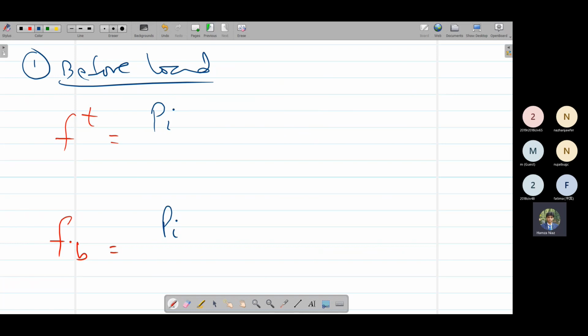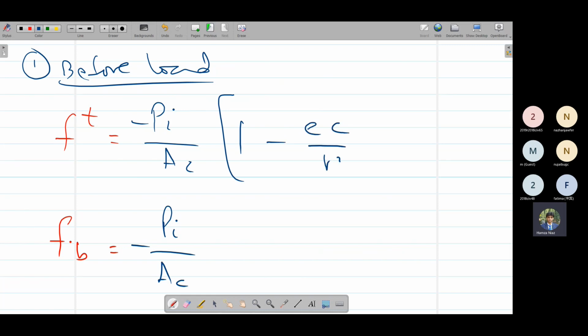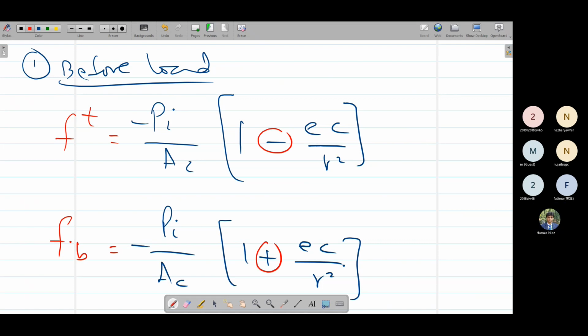This is before the application of load. P_i over A_c, with a negative sign because it is in compression. For top, it is 1 minus e c over r square. For bottom, it is 1 plus e c over r square. This sign difference is here, 1 minus and 1 plus.